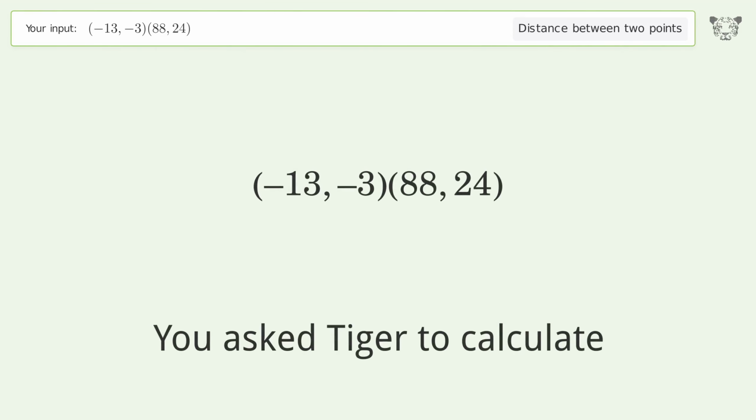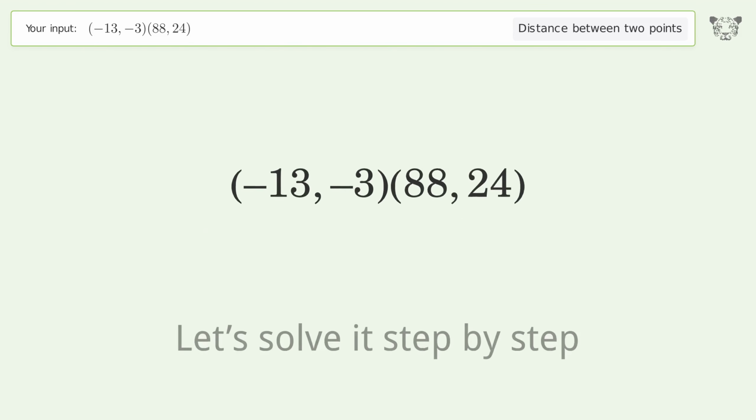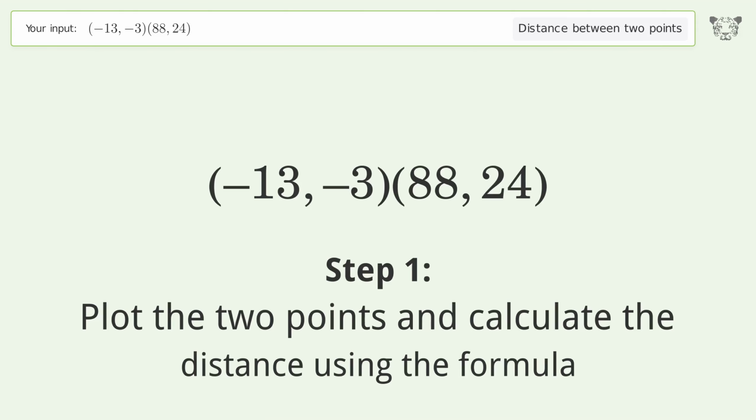You ask Tiger to calculate. This deals with the distance between 2 points. The distance between the 2 points is the square root of 10,930, or 104.547. Let's solve it step by step. Plot the 2 points and calculate the distance using the formula.